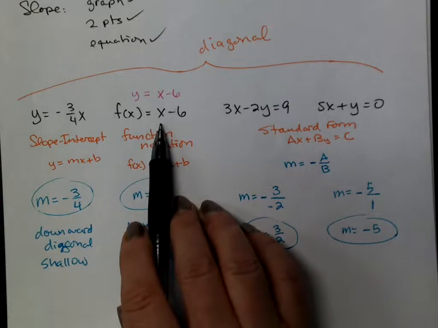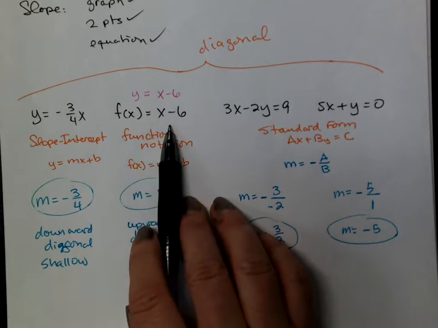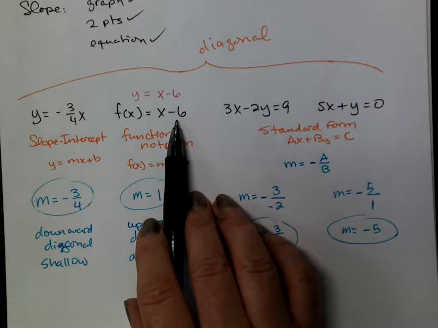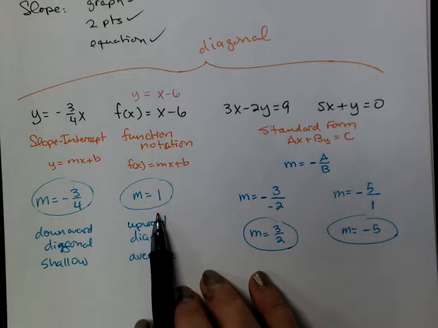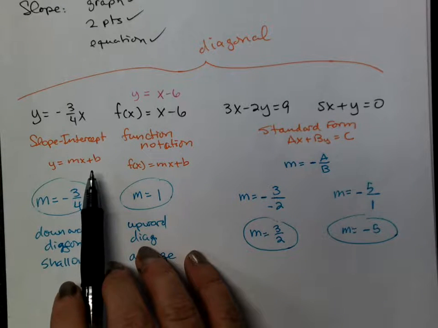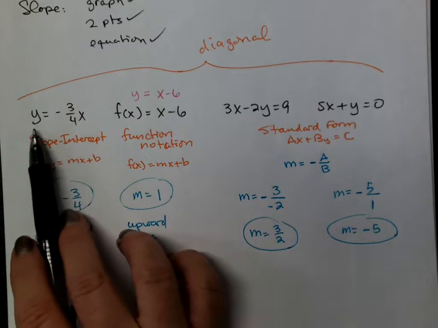Here, where do I plot my first point? On which axis? The y-axis, 0, negative 6. And then count my slope, 1 over 1, 1 over 1. And then if you wanted to find the x-intercept, which you'll be asked for, you plug in.